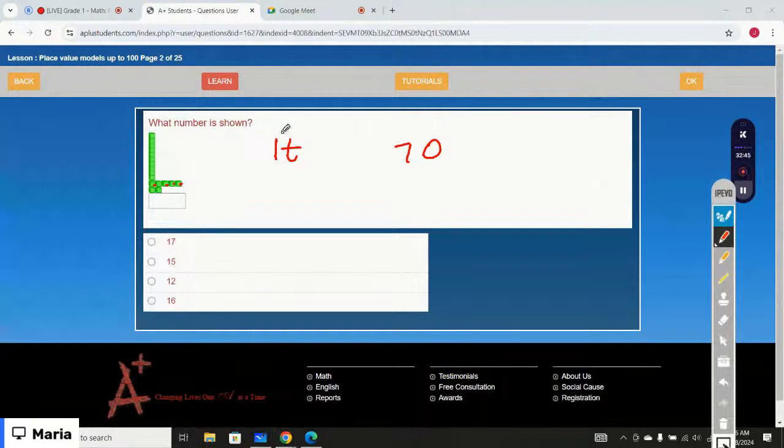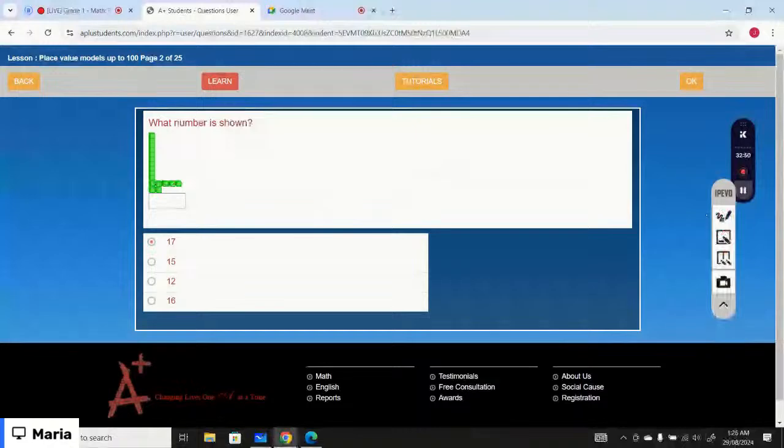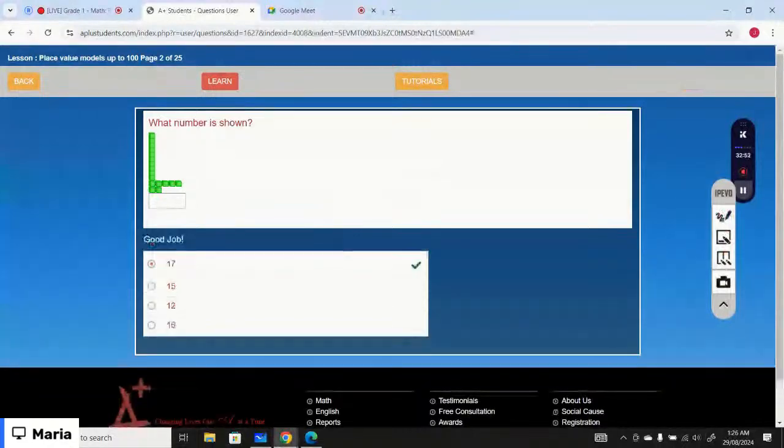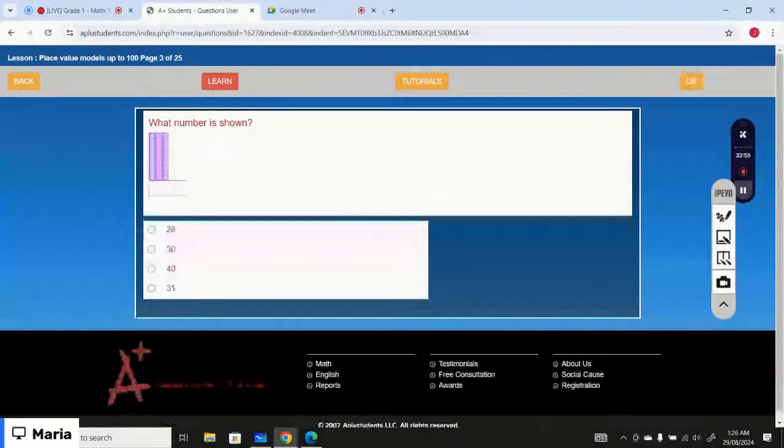The correct option is option number 1. Okay, what number is shown? Which is the correct option? That is 3 tens. So the correct option is 30. Option number 2 is the correct option.